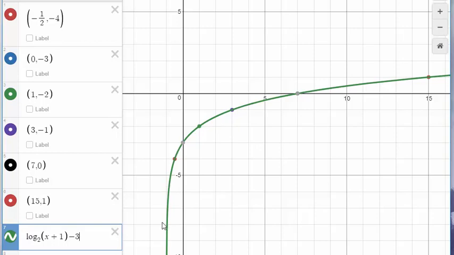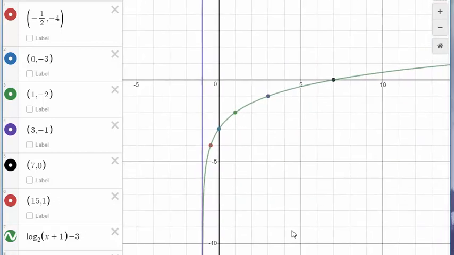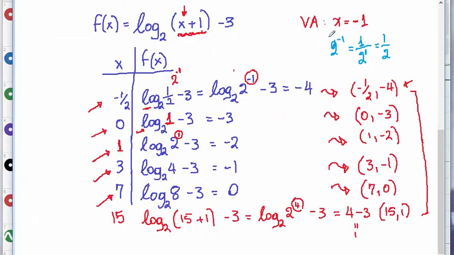So the green curve that you see is the graph of our function. And as you can see, it passes through each one of the points that we found from our table. Okay, good. And we also see that it converges. If you pay attention to where it converges, you will see that it is the vertical line x equals negative 1. And this is the vertical asymptote that we found from our function.